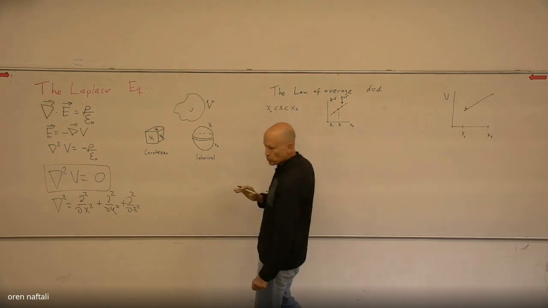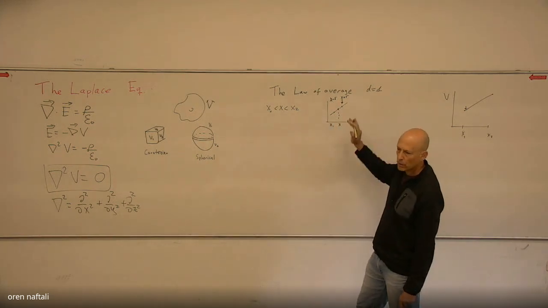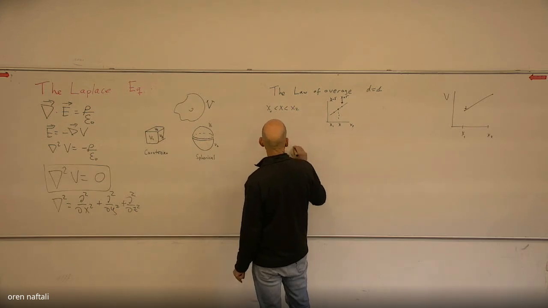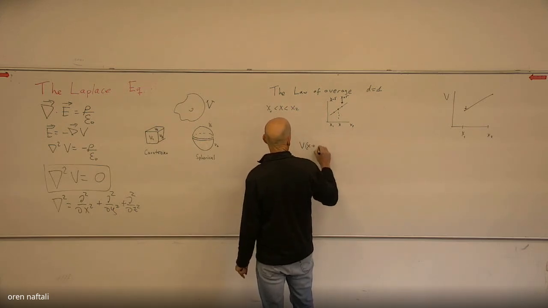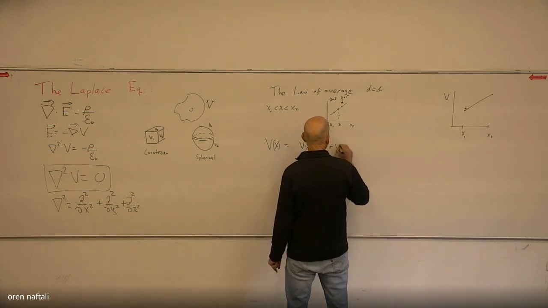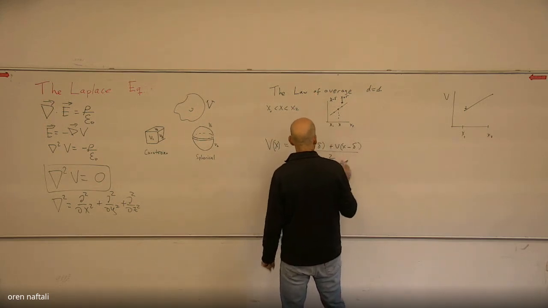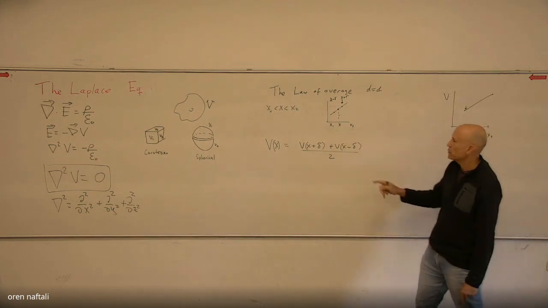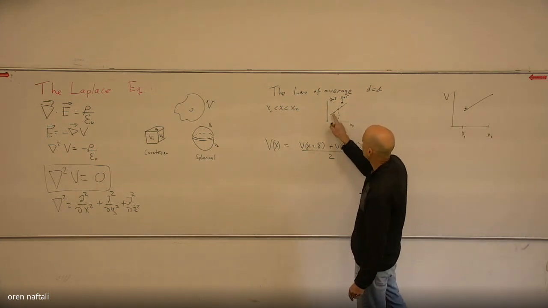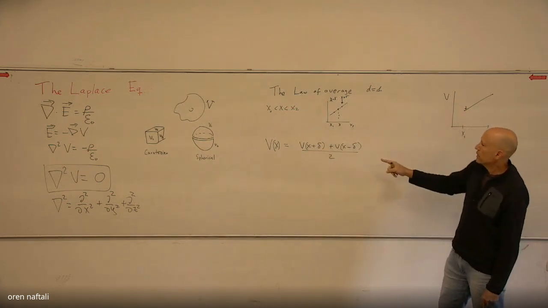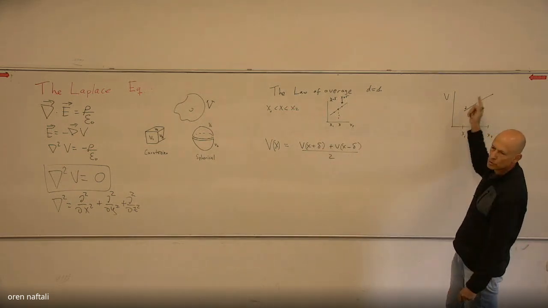The law of the average, which is a trivial statement for one dimension, is that the potential at point x is equal to the potential at x plus delta plus V(x minus delta), divided by 2. This is what I call an average. It's not a random variable, it's just an average. It's the potential here, potential there. You take them and you divide by 2. That is an average. And this is very easy to understand because of the linearity of this curve.